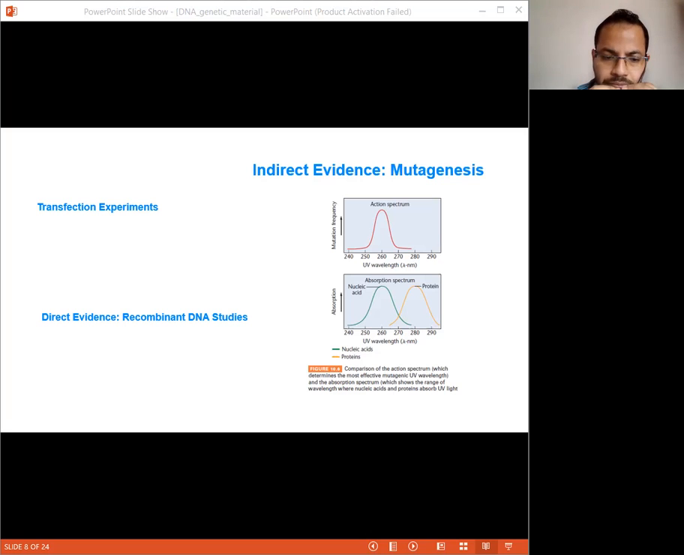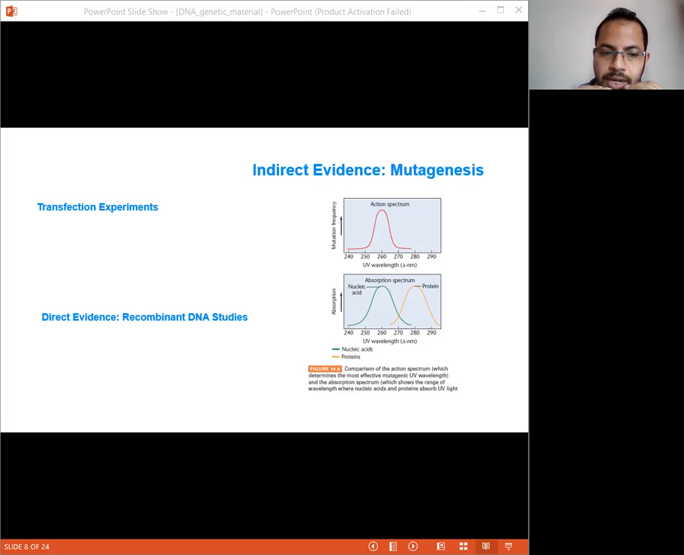Okay. Now, why am I saying so? Because if we infect those protoplasts with some phage DNA, purified phage DNA, we will find that the bacterial cell is transformed with that particular phage DNA, which is a direct proof that transfection is happening. Okay.